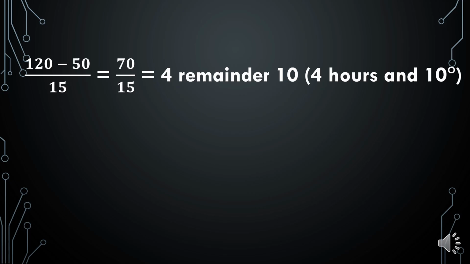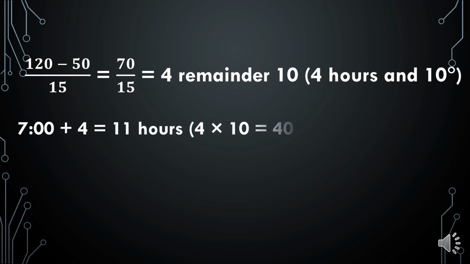Because 50 degrees west is located east of 120 degrees west, it means that we're moving in an easterly direction. And if we're moving in an easterly direction, it means that we're simply gaining time. If we're gaining time, it means then that we must add the time difference of 4 hours to the time 7 o'clock, which will give us 11 hours.